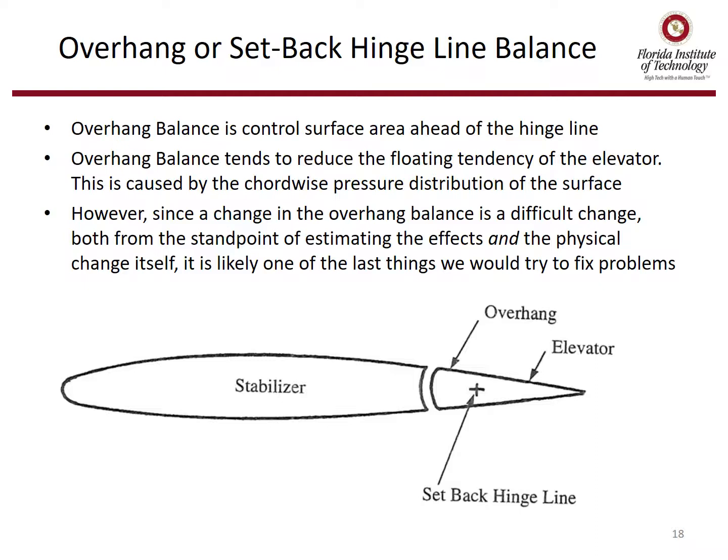The overhang balance is a control surface area ahead of the hinge line. That's why it's sometimes also called a setback hinge line balance. It tends to reduce the floating tendency of the elevator. This is caused by the chordwise pressure distribution of the surface. However, since a change in the overhang balance is a difficult change, both from the standpoint of estimating the effects and the physical change itself, it is likely one of the last things we would try to fix stability and control problems.